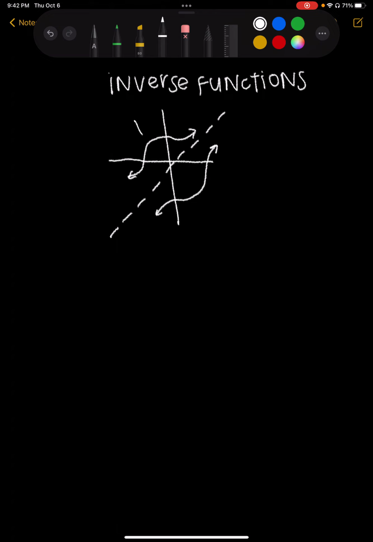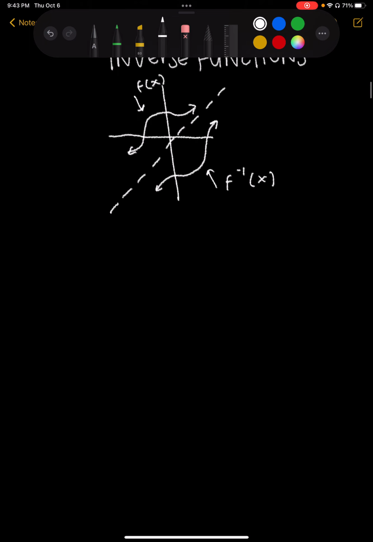So if this is my original function, which we're going to call f of x, then this is my inverse function, which we call f of -1 of x. That's how you write inverse. So that's what it looks like on a graph. You will not have to graph these, but I just wanted to show you what they look like. So let's go through an example. What I am going to ask you to do is to just find the inverse functions.